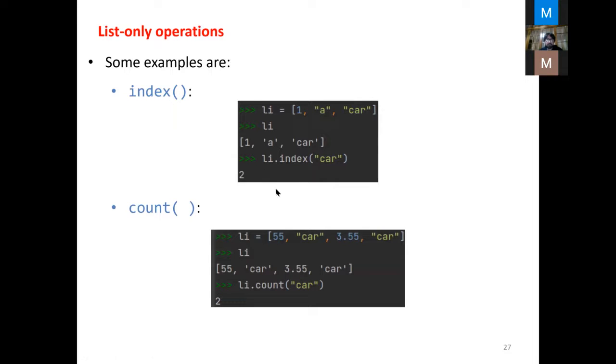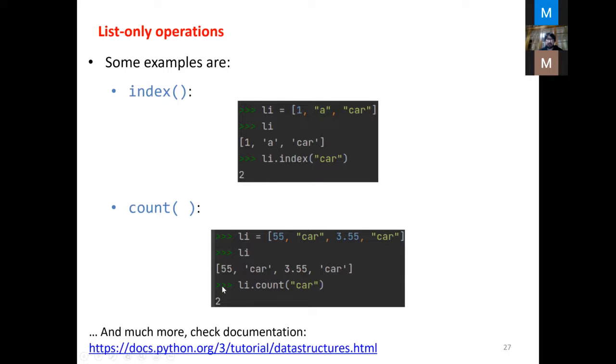Similarly, you can use count. If you want to see the number of times that an element repeats in the list, you can use count. So for example, we want to see the number of times that car repeats in this list. So we use count, then the value of the element, and then it spits out 2. And there are lots of list-only operations. You can go to the documentation because this is only a 2-hour tutorial. There's not enough time to do it.